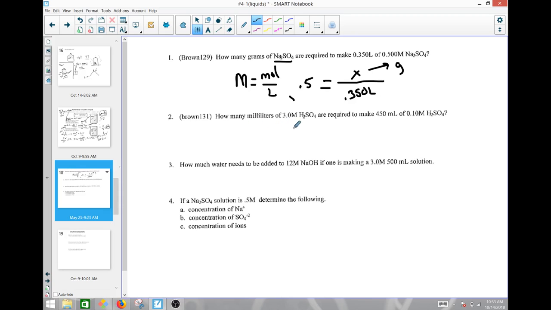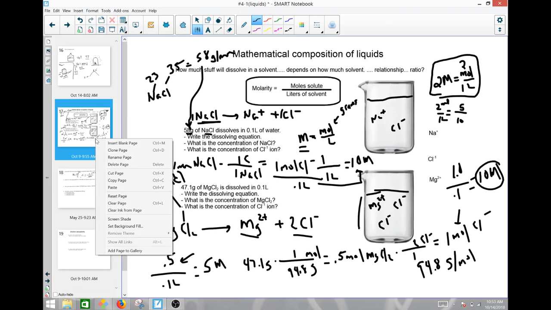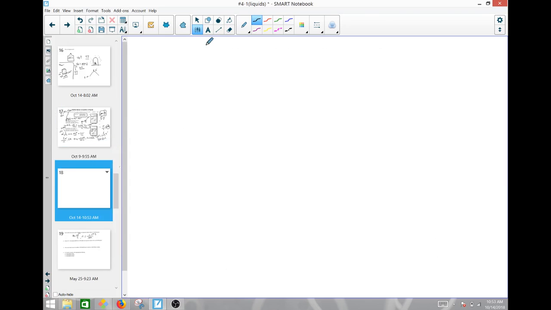How many milliliters of 3 molar H2SO4 are required to make a 450 milliliter solution of 0.1 molar H2SO4? In this case, there are two ways to make a solution. Let's take a moment and highlight that. There are 2 ways in which a person can physically make a solution, and this is going to be some of the calculations that we'll use, surrounding this idea.